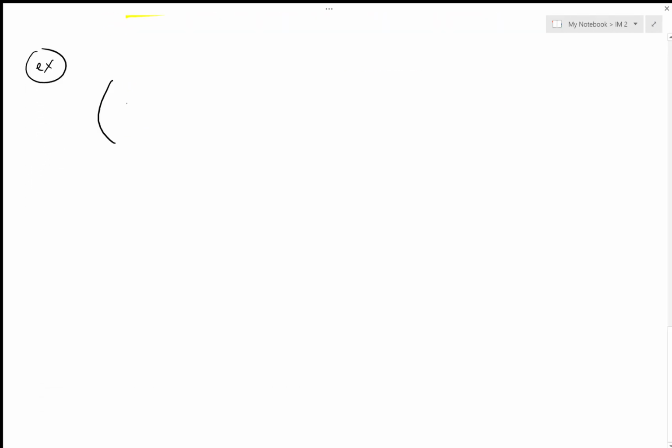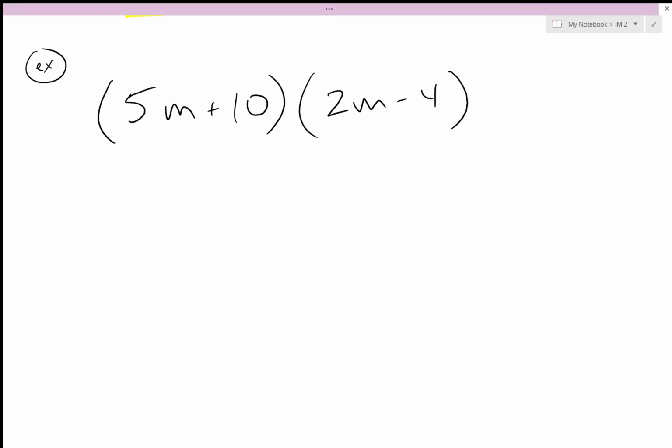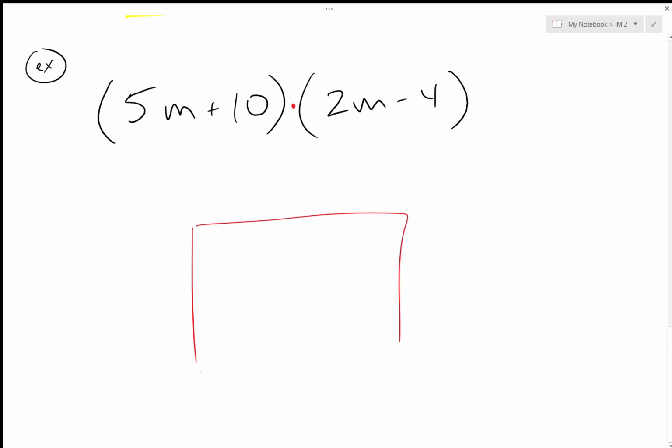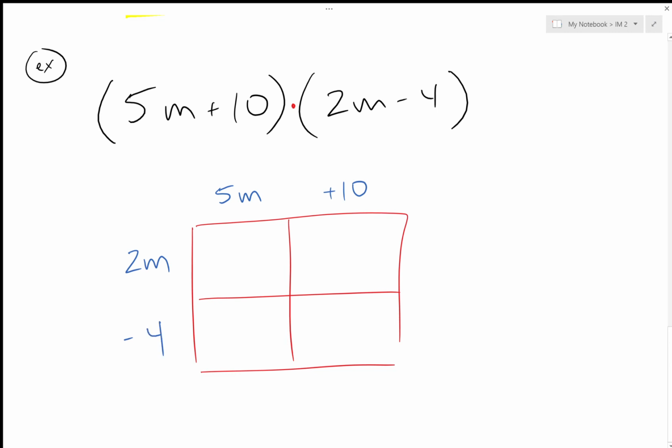Practice makes perfect, so here we go. 5m plus 10 and 2m minus 4. Anytime we see these two being multiplied to each other, we can create that same amount, so a 2 by 2 table here. I'll write the first one across. So 5m and positive 10. If it helps you to write that positive sign, go ahead. Over here we have 2m and a negative 4.